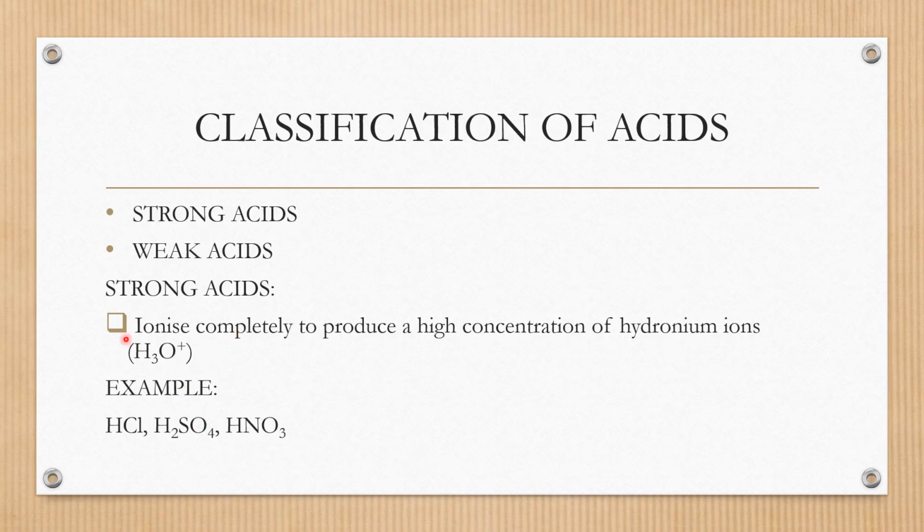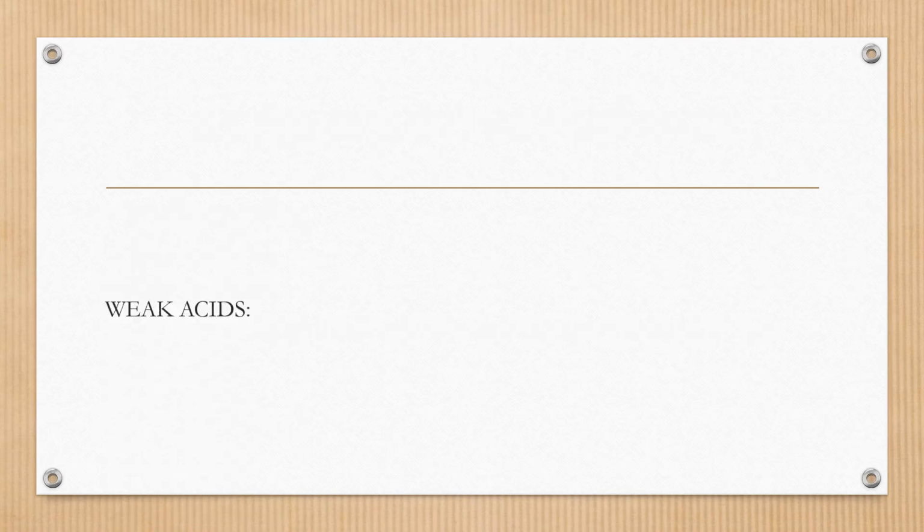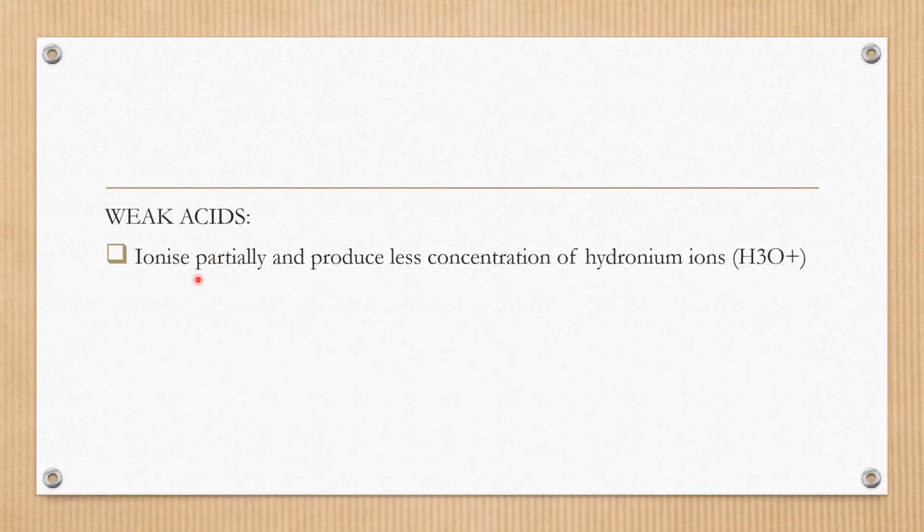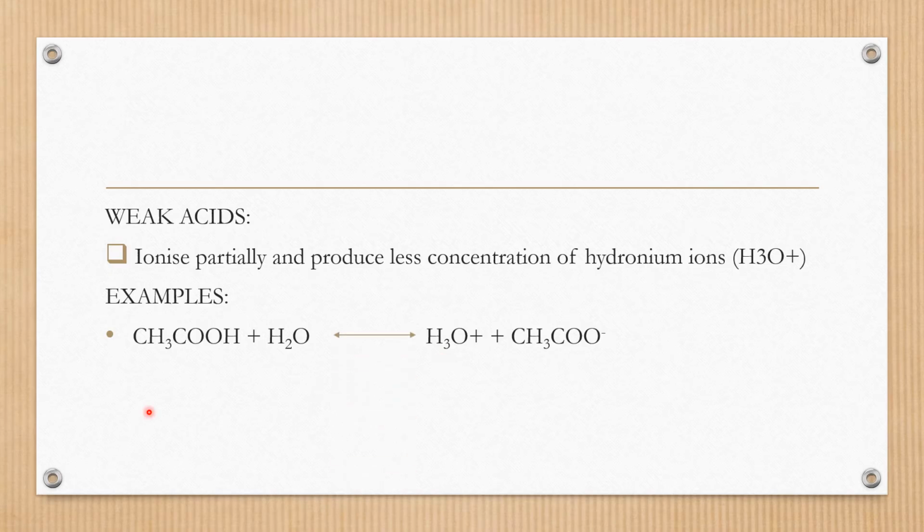The main important thing is that strong acids are completely ionized to produce a high concentration of H3O plus ions or H plus ions. The next one is weak acids. Weak acids partially ionize and produce a lower concentration of H3O plus ion. For example, acetic acid is a weak acid. It dissociates in water to form H3O plus and acetate ion. In this, H3O plus is in low concentration, so it is termed a weak acid.